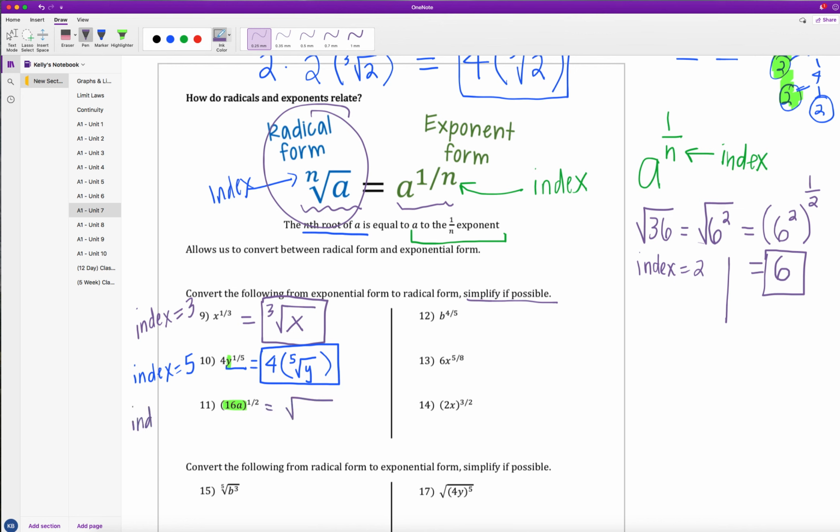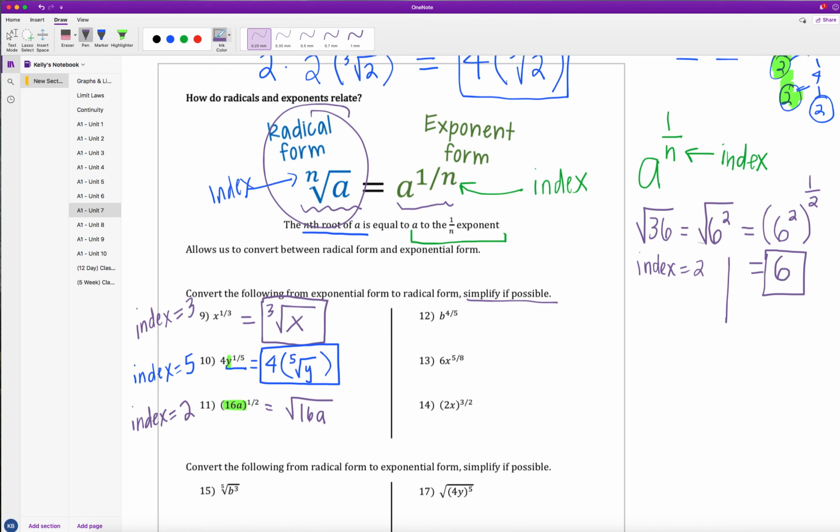For me to figure out what type of radical it is, I need to know what my index is. What is your index on example 11? Our index here is 2 because that's our denominator of our exponent. So I have a square root. Remember, when our index is 2, we don't tend to write the 2, so it's implied there. 16a was our base, which means it's now my radicand. So I ended up with the square root of 16a.